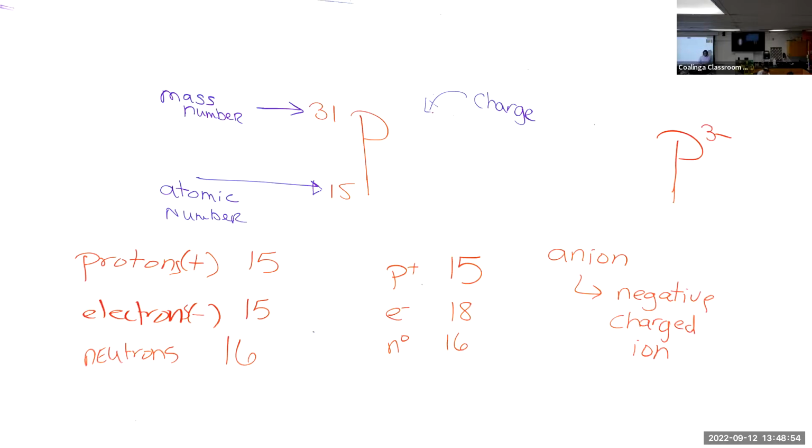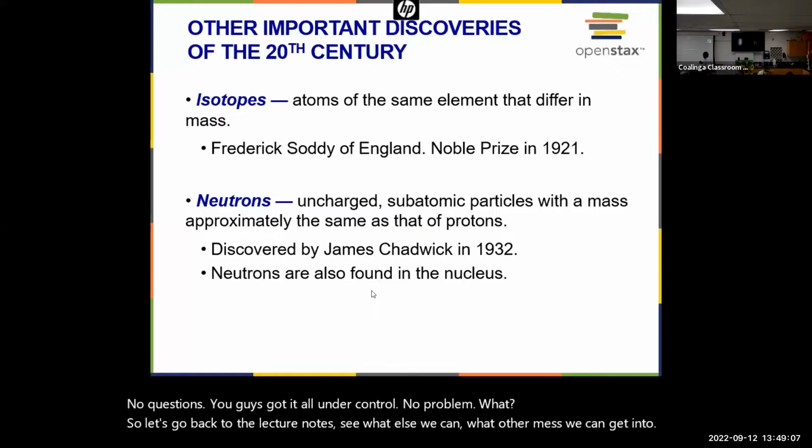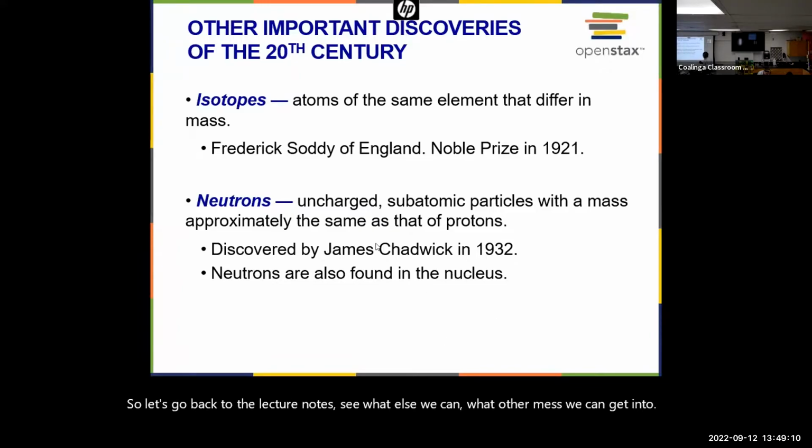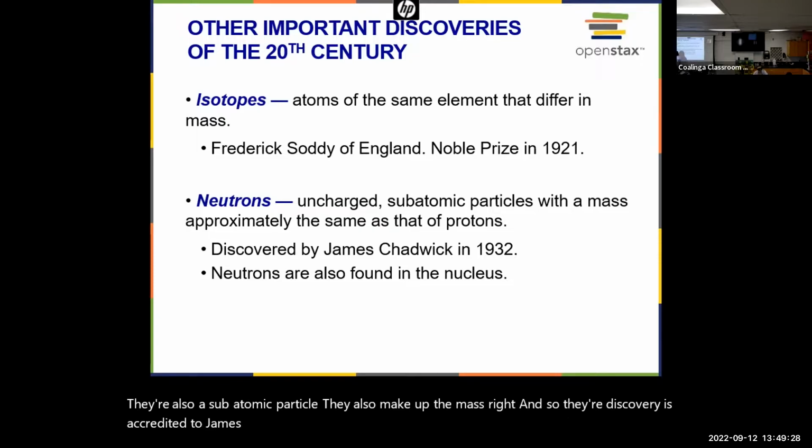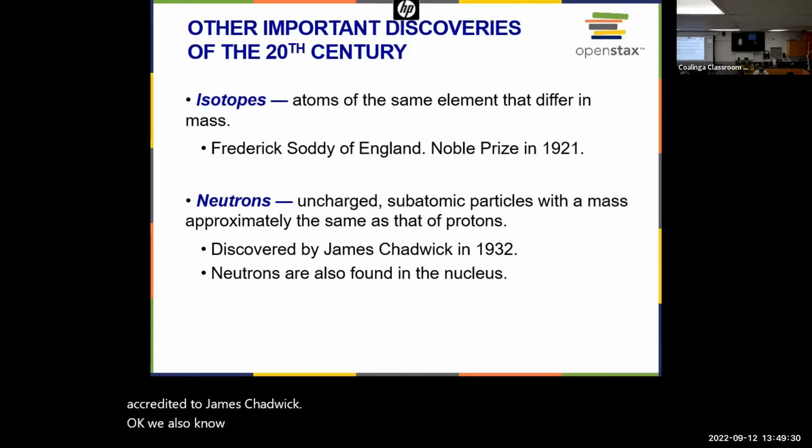Okay, so let's go back to the lecture notes. You guys already know that neutrons are uncharged. They're also a subatomic particle. They also make up the mass, right? And so their discovery is credited to James Chadwick. We also know that neutrons are found in the nucleus.